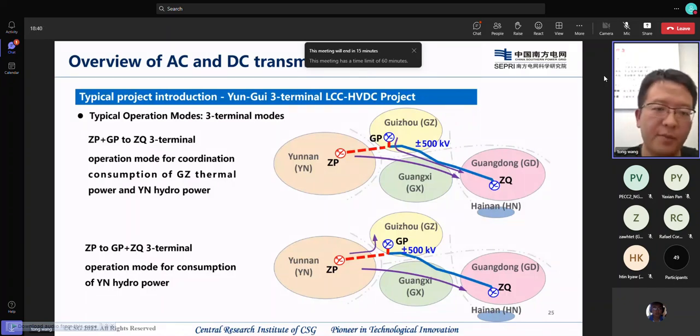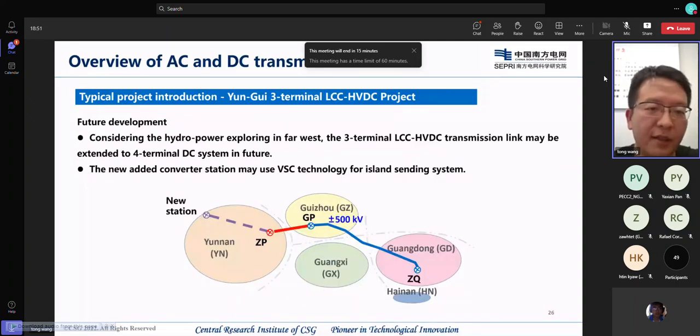For this project, we also did some future development overview. We consider that next time we could expand it to 4 terminals. This is just our imagination, maybe 4 terminals in the future that connect more hydropower from Yunnan or Tibet.